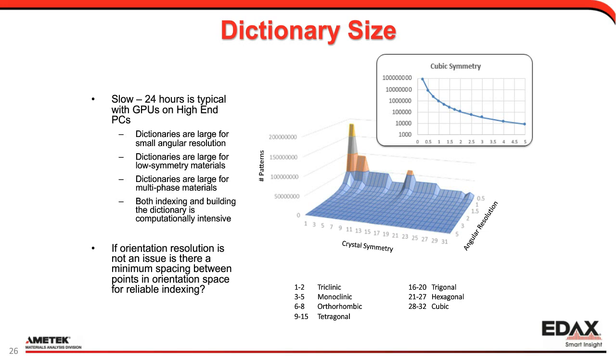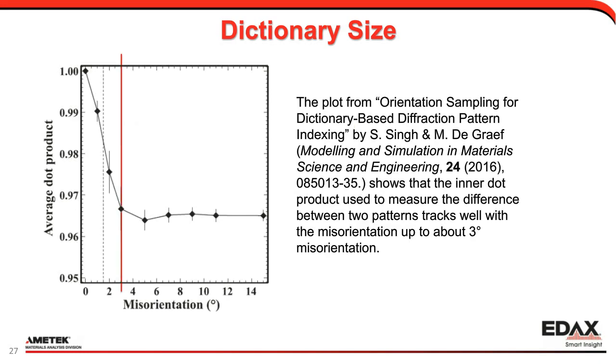Well, you can look at that by looking at the dot product distributions. This is work from a paper I noted earlier by Singh and Marc De Graef, where they looked at cubic cork sampling. And here are the inner dot products. You can see between 2 patterns, it tracks well with misorientations up to about 3 degrees. So the dot product and the misorientation are correlated. Once you get beyond about 3 degrees, it starts to fall apart. So we assume that about 3 degrees is a good result. That seems to confirm well with the 2.5 degrees that I looked at in that previous case.